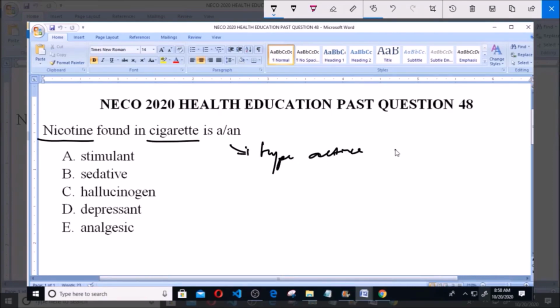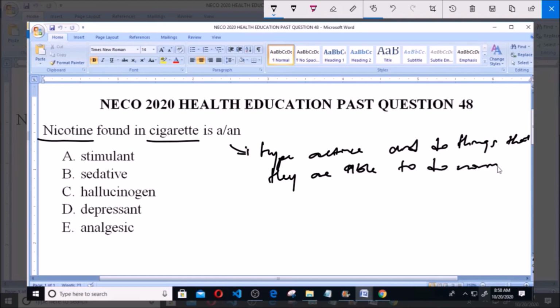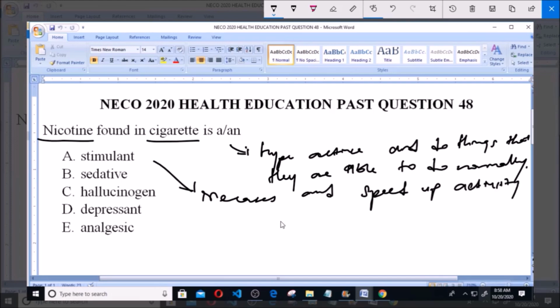They are normally hyperactive and do things that they are not able to do normally. Now, it is traced that this nicotine found in cigarettes acts as a stimulant, and so therefore it increases or speeds up the activities of the nervous system. So therefore the nicotine found in cigarettes is a stimulant.